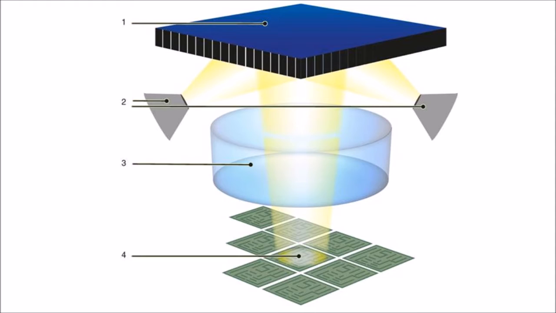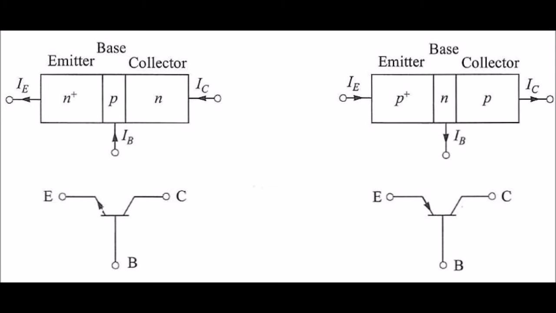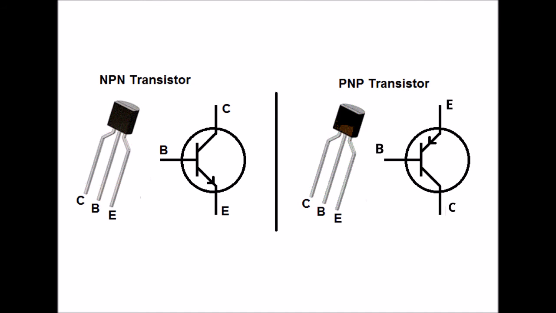For example, a common type of transistor, the NPN bipolar transistor, consists of an extrinsic semiconductor crystal with two regions of N-type semiconductor separated by a region of P-type semiconductor, with a metal contact attached to each part. So now we have to discuss what the conduction in semiconductors is.